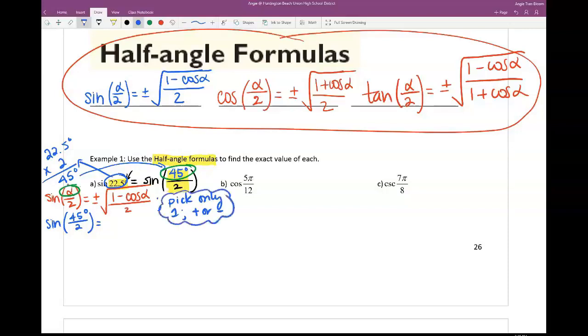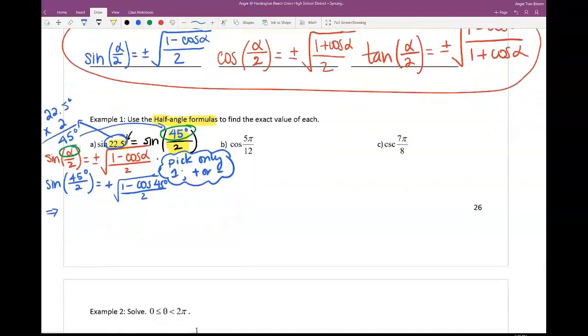Well, 22.5 degrees, that's going to be in quadrant number 1, okay? So in quad 1, I have to pick positive, and you only pick one, not both, okay? So 1 minus cosine of 45 degrees all over 2. Then from here, I will simplify. Since we have chosen a positive, because 22.5 is in quad 1, sine's positive, cosine's positive, tangent positive. So in this case, we pick quad 1, which is positive.